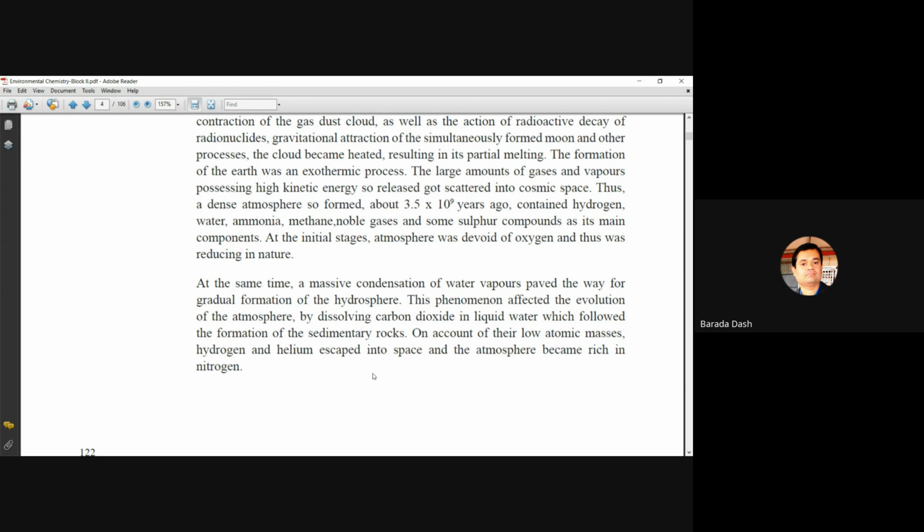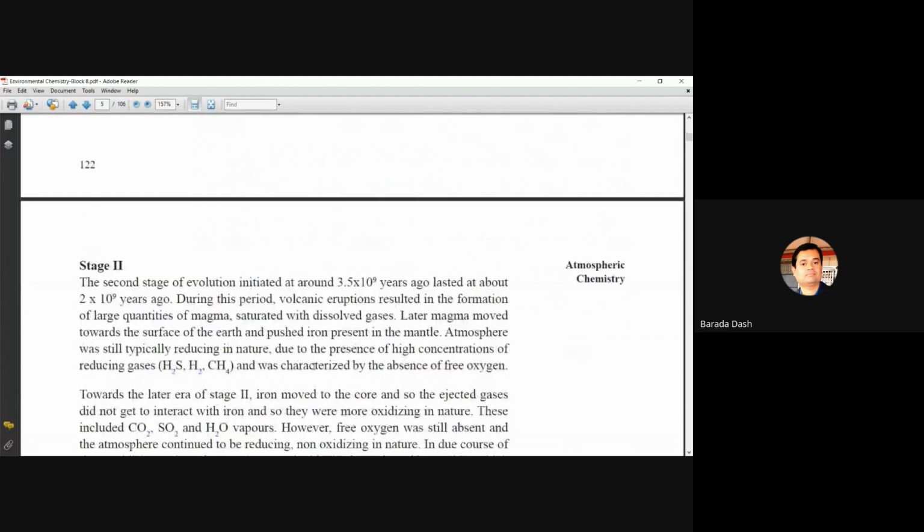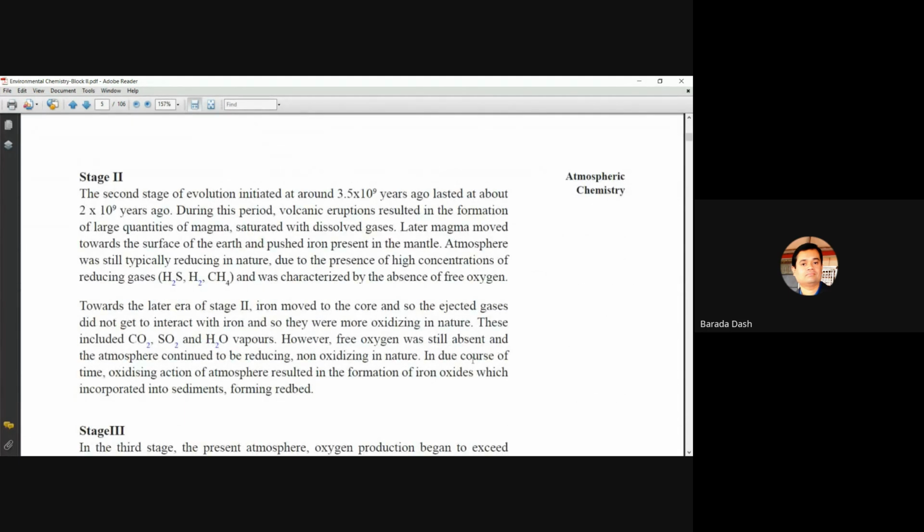So when carbon dioxide dissolved, the formation of sedimentary rocks started. So this is how the early universe started. Stage 2: the second stage of evolution, initiated around 3.5 × 10^9 years ago, lasted until about 2 × 10^9 years ago. So for a long period of time, stage 2 continued.